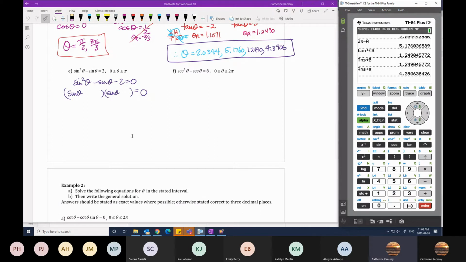So sine theta and sine theta, and it looks like the only factors of 2 are 2 and 1. So then you just got to figure out, in order to get a middle term of minus, that means this would have to be minus. So that means sine theta equals -1 and sine theta equals 2. Does anybody remember the restrictions for sine theta and cosine theta? The trig ratios have to be 1 or lower.